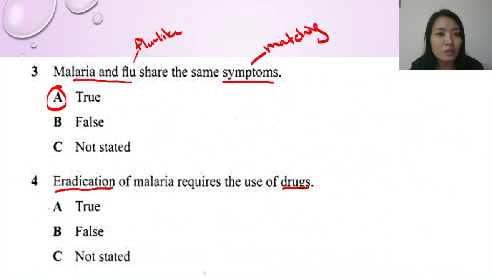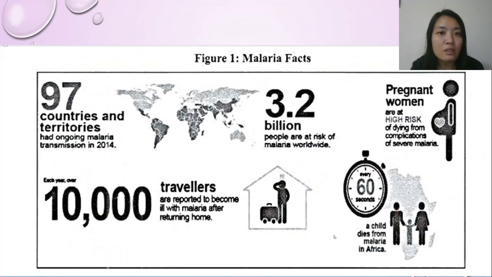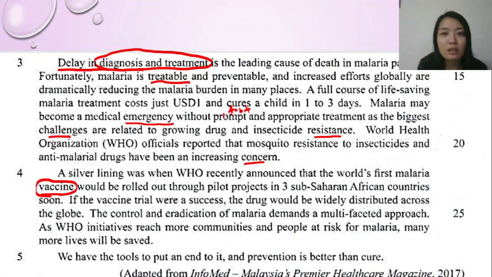Let's look at the question again. So, how do they get well? It says here, to use drugs. Do they use drugs in order to get well? Is it stated there? Okay, it doesn't say here. It says here the treatment costs USD and cures a child, and it may become a medical emergency without prompt and appropriate treatment. Okay, still doesn't say as related to growing drug and insecticide resistance. So it's saying that it is difficult to treat, especially if the malaria is becoming immune to the drug that we put in.